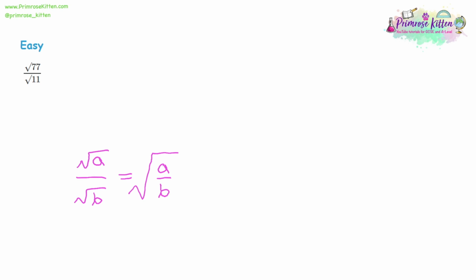So looking at our question, root 77 divided by root 11, we are going to rewrite it using this method. So we're going to write a large root symbol, and on the inside of it, we're going to do 77 divided by 11. And 77 divided by 11 is 7. So our answer is going to be the square root of 7. Now, the square root of 7 isn't a square number, so we can't calculate it using what we know. It's going to be a decimal number.